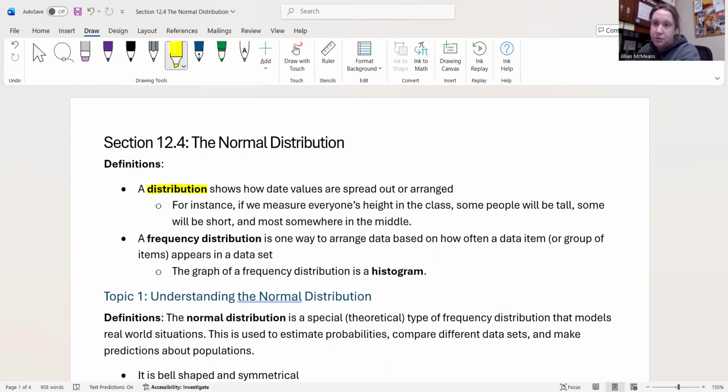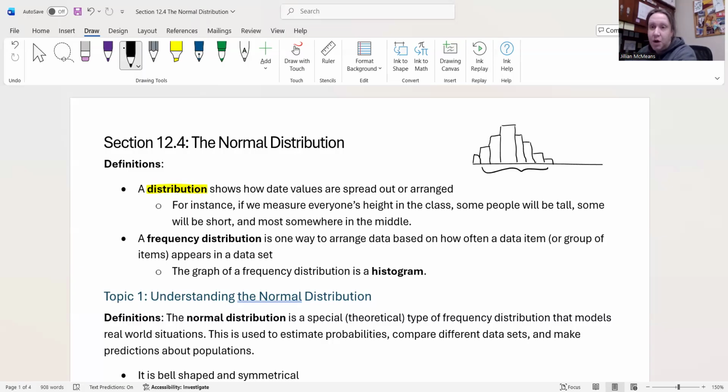As a quick recap, a distribution shows how data values are spread out or arranged. With a frequency distribution, we look at how they're spread out based on how often a data item occurs. For instance, if we measure everyone's height in the class, some people will be tall, some will be short, and most will be somewhere in the middle. If we were to look at a group of, let's say, 50 kids and look at their heights, we would have a histogram that looked probably something like this. We'll have some tall kids, we'll have some short kids, but most of the kids will be somewhere in the middle.